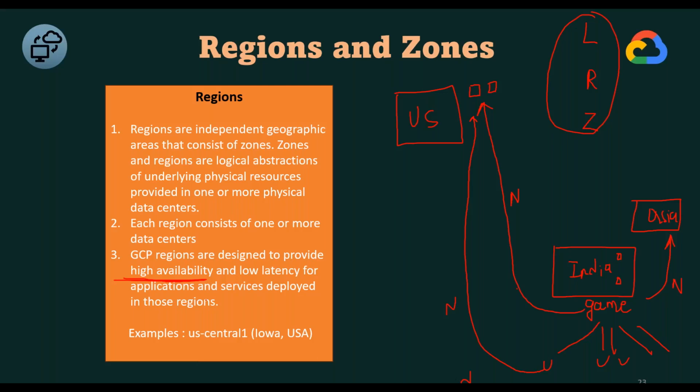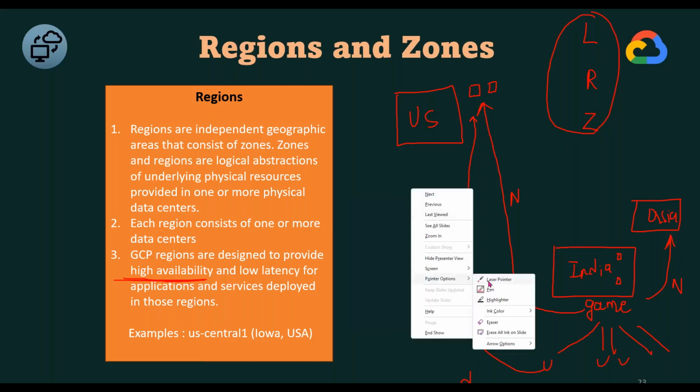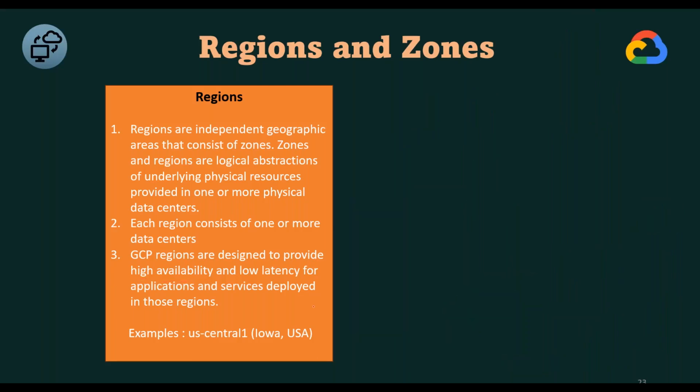Okay, so this is a region, sir. Let us see what a region is one more time. Regions are independent geographic areas that consist of zones. Zones and regions are a logical abstraction of underlying physical resources provided in one or more physical data centers. Each region consists of one or more data centers, and GCP regions are designed to provide high availability and low latency for applications and services deployed in these regions. One example of a region is US Central 1. The name for that US Central 1 is Iowa. It is there in the USA.